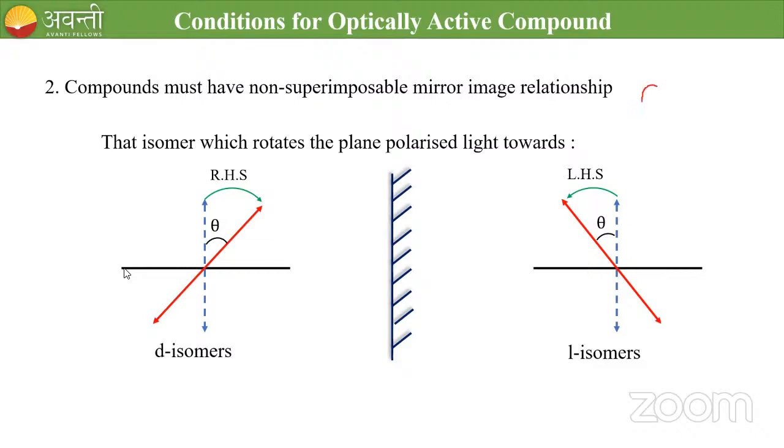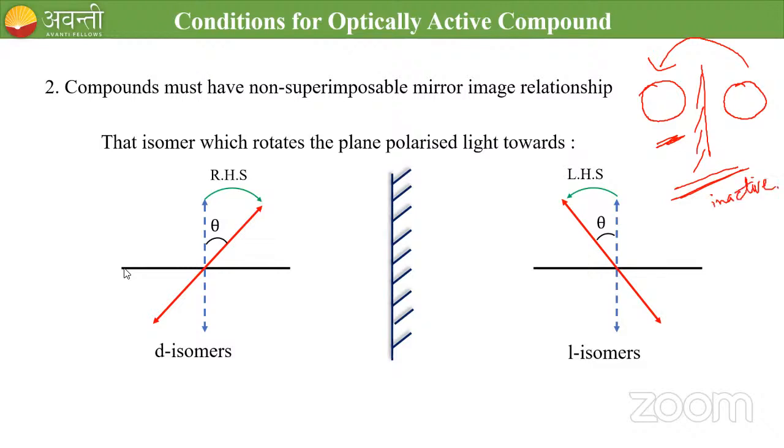If I have a ball and I take the mirror image of this ball, I will get the same picture on the right hand side also, right? Now try to place this above this ball. You cannot find the ball which is already here, because it will get superimposed on the first ball. It means there is no non-superimposable relationship. One is placing over the other, so it is superimposable. If a compound is having a superimposable relationship, then it is optically inactive.